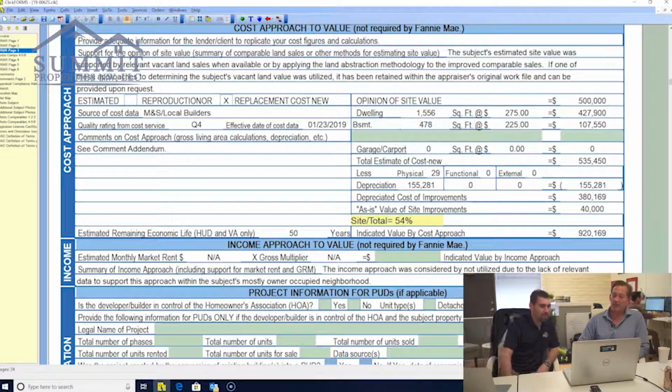And sometimes this number is a guess because we won't have comparable sales of similar land. This is supposed to be comparable sales, but in a lot of these markets, the market's so tight and there's no vacant land sales.